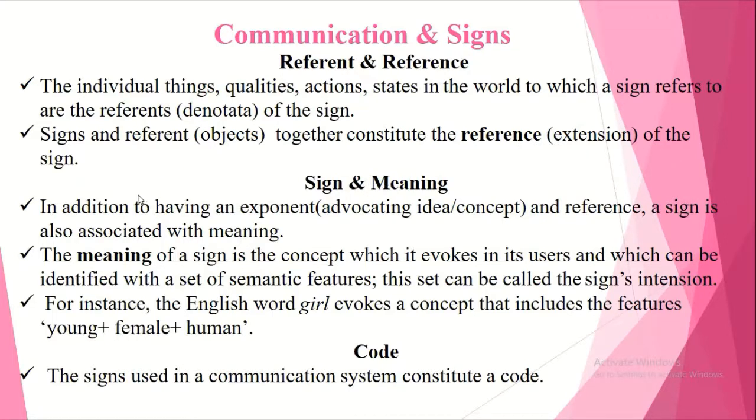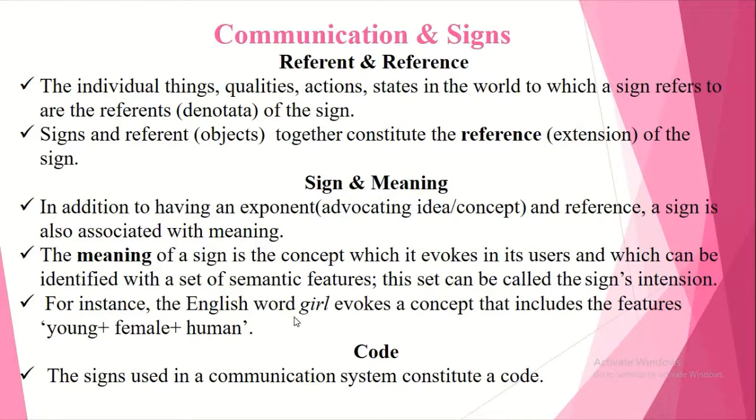Sign and meaning. In addition to having an exponent and a referent, a sign is also associated with meaning. The meaning of a sign is the concept which it evokes in its user's mind and which can be identified with a set of semantic features. This set can be called the sign's intension. For instance, the English word girl evokes a concept that includes the features young, female, and human. These are all the semantic features of the word girl.